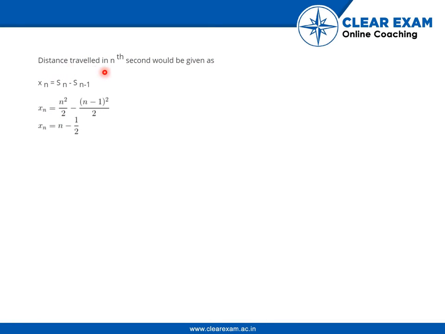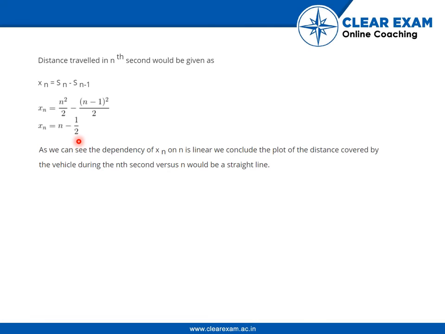Therefore, the distance traveled in the nth second would be given as Sn minus S(n minus 1), and it is denoted by Xn. So Xn is equal to n square by 2 minus (n minus 1) whole square by 2, which gives (2n minus 1) by 2. Now after seeing this, we can conclude that this is a graph of a straight line.